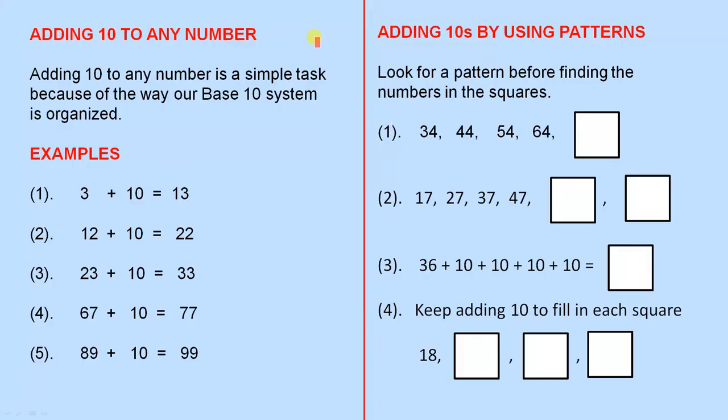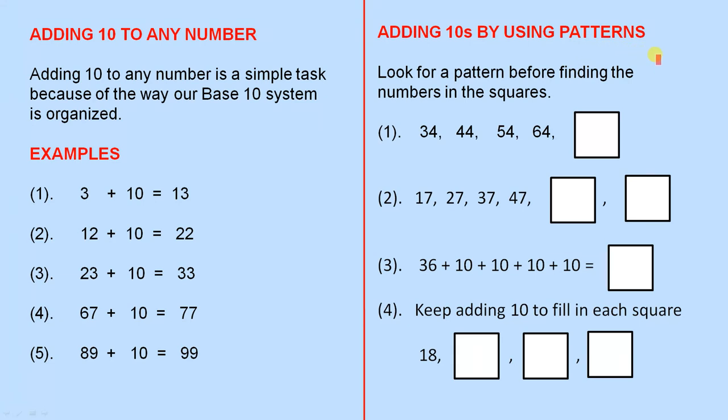Adding 10 to any number. Adding 10 to any number is a simple task because of the way our base 10 system is organized. Let's look at these examples. 3 plus 10 equals 13. 12 plus 10 equals 22. 23 plus 10 equals 33. 67 plus 10 equals 77. And 89 plus 10 equals 99.